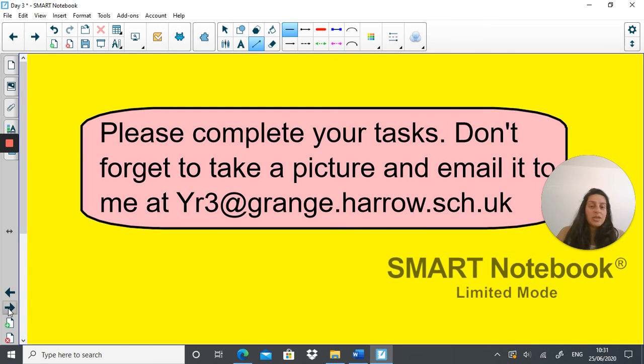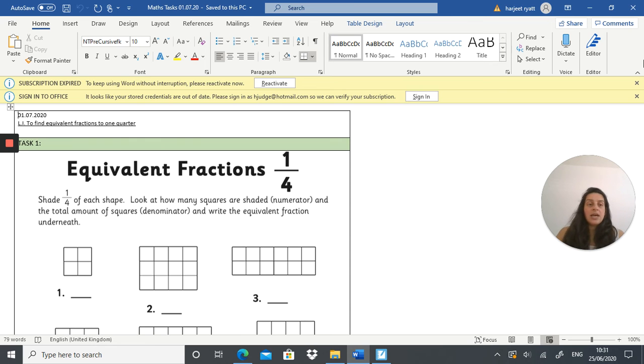Okay, so now the time has come for us to complete our tasks. So don't forget to complete your task and email it to me at year3@grange.harrow.sch.uk. So it's the brilliant work you're doing. Your task can be found on the online learning tab on the Grange website under Year 3, and the task today is entitled Math Task 010720. And when you go into that task, you'll come up with this.